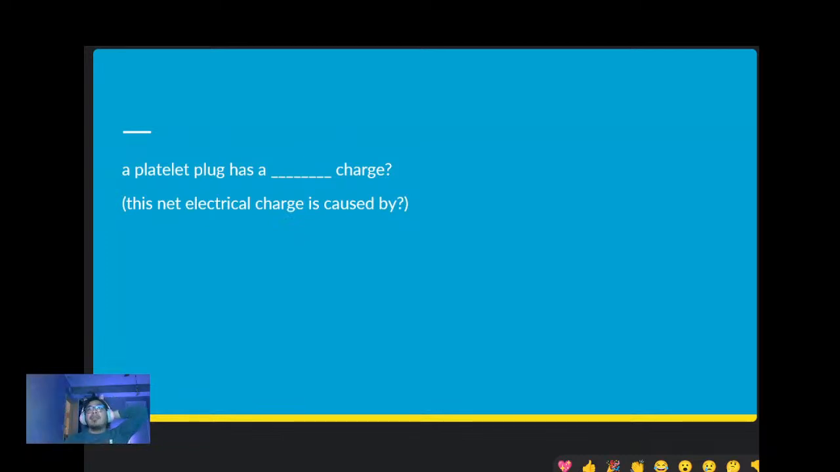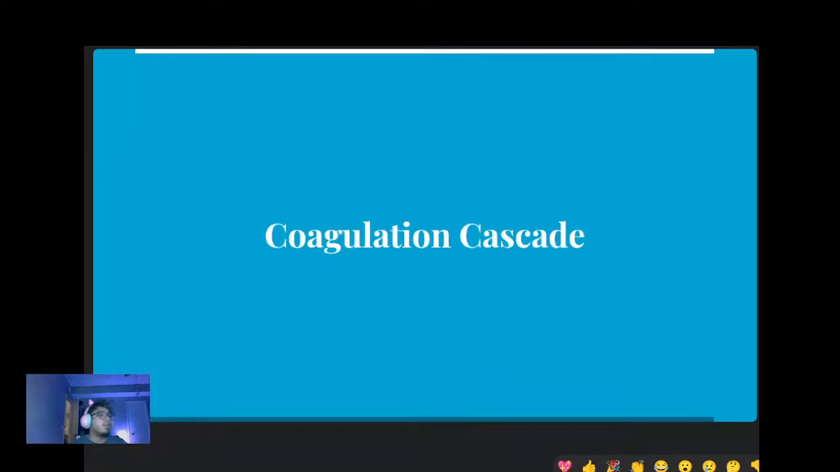Thank you so much for the people who answered. They have a negative charge. This is caused by the phosphatidylserine around the surface of platelets. Platelets have a phosphatidylserine-rich cell membrane. Now, we're going to the next step, which is the coagulation cascade.